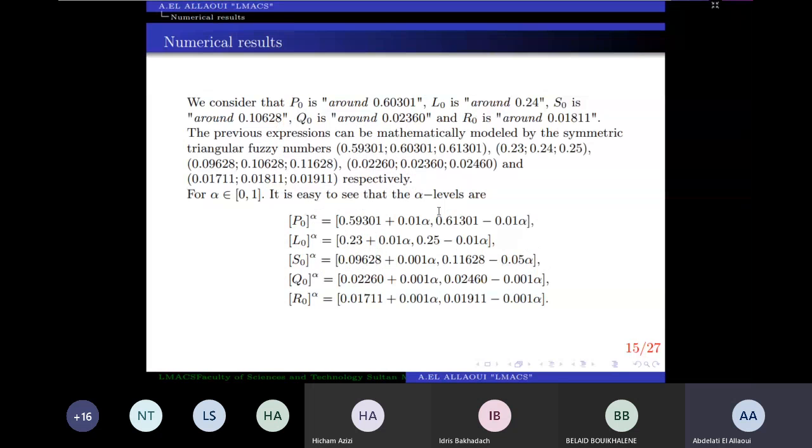So we consider the following parameters. We suppose that P0 is around 0.60301, L0 is around 0.24, S0 is around 0.10628, and so on for the other parameters. So these parameters can be mathematically modeled by the following fuzzy triangular numbers. And it's easy to prove that its alpha cuts are defined by the following intervals.